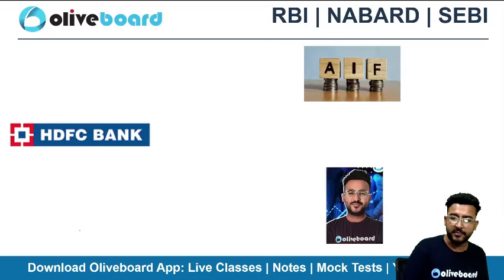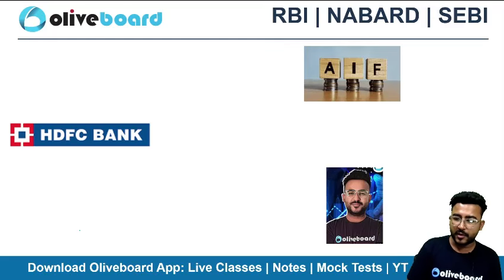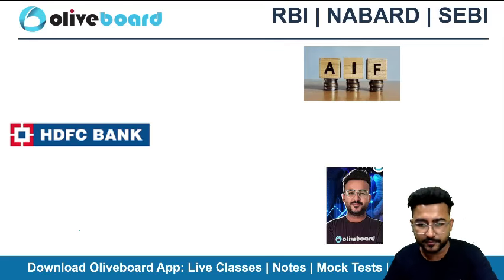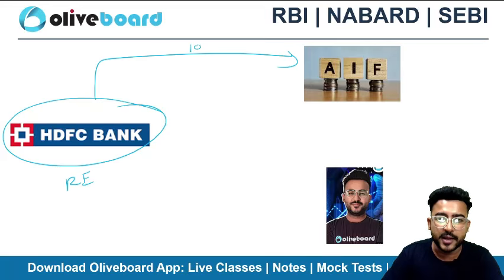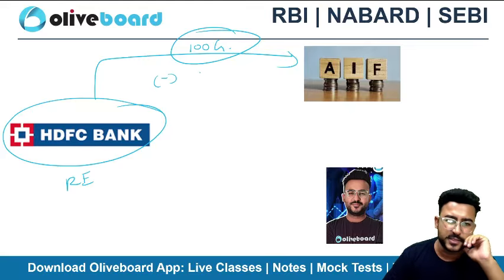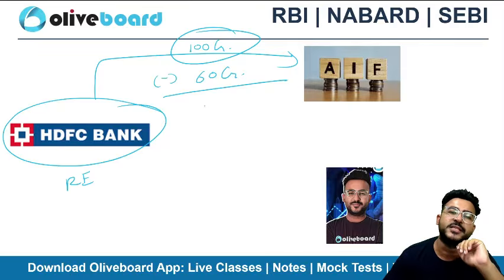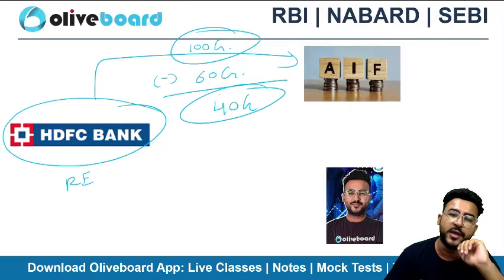So what do you exactly mean by 100% provisioning? On which entity's perspective? On the regulated entity's perspective. Let's suppose I have contributed 100 crore, the 5% was, say for example, 60 crore only. So ideally I should have contributed 60 crore only. What about this 40 crore? I'm showing this as my asset.